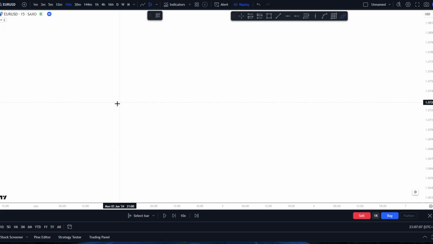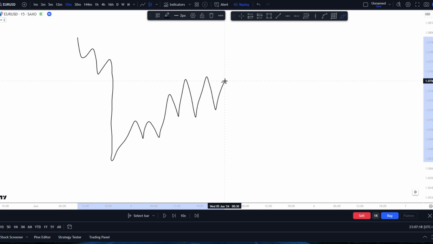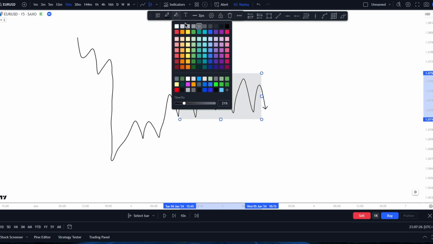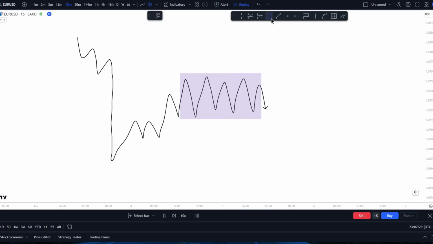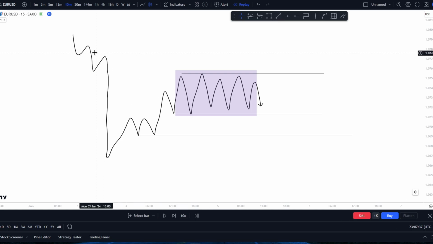So now let's go to the charts. I will show you how the setup would look. So basically this would be the Asian range. And okay, so I would mark the liquidity. Here's some liquidity too. Here's some liquidity. I would mark it there.